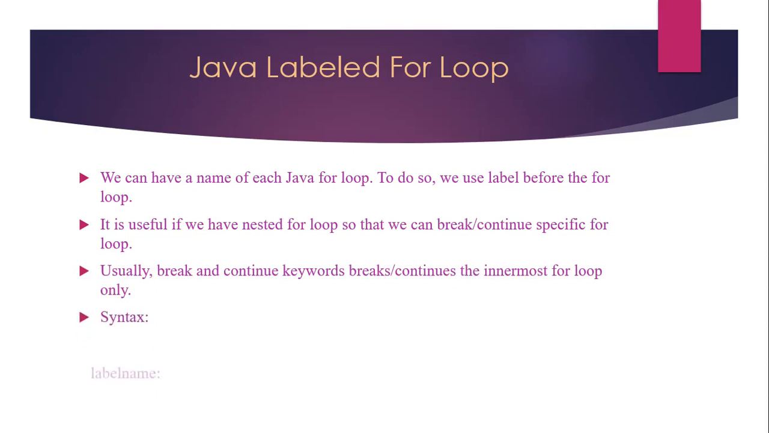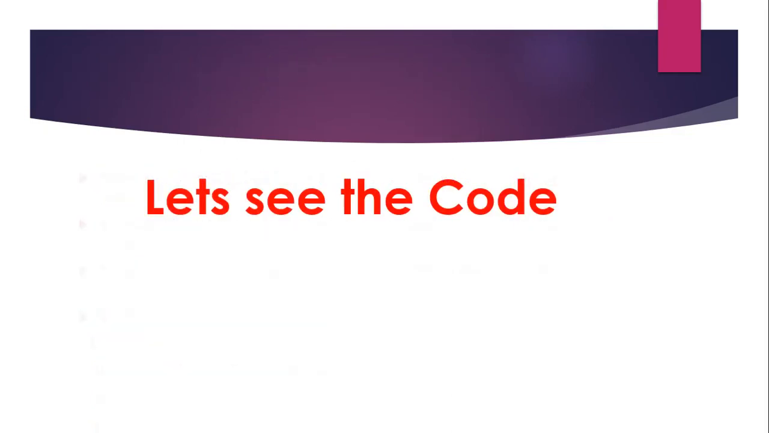And its syntax is: label name, for, initialization, condition, increment/decrement, code to be executed, and curly braces code. It is the same as the simple Java loop, but it includes a label name. Let's see the code of these types of for loop.